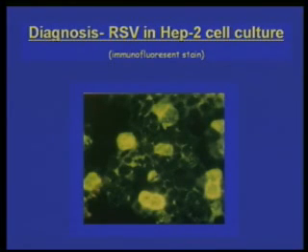Now, this is an immunofluorescence stain on cell culture. So you saw that the cell culture showed some cytopathic effect, and you wanted to specify whether this was RSV. You would target the immunofluorescence stain, and if the cells light up, as these cells do, they have the antigen, and therefore this tells you that it is RSV.